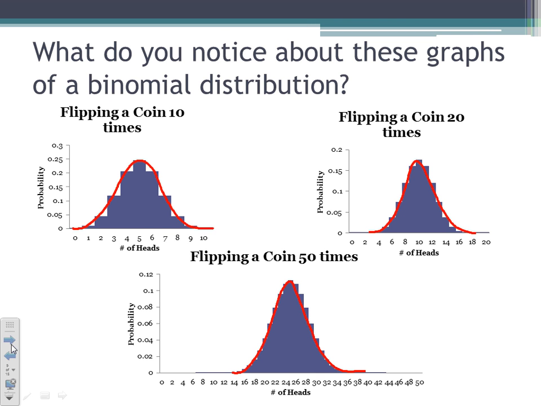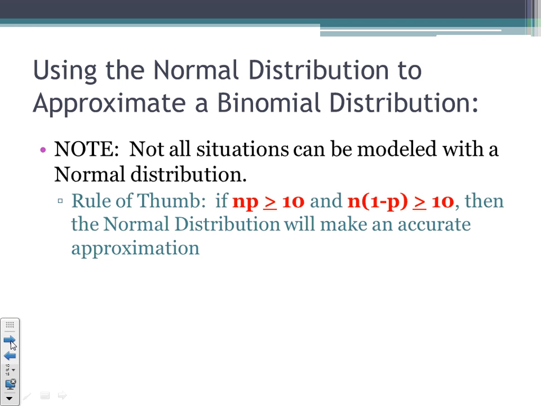Now, this shouldn't really surprise us, because we know from the law of large numbers, as we increase the number of trials, even in probability settings, things tend to center around the true value, and that holds true even in these approximations. So, under what situations can you use the normal distribution?